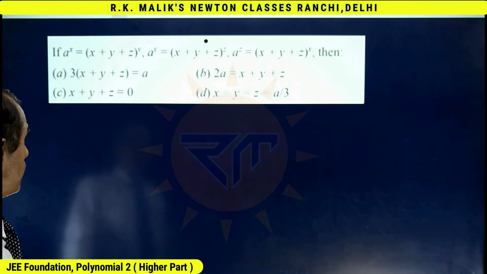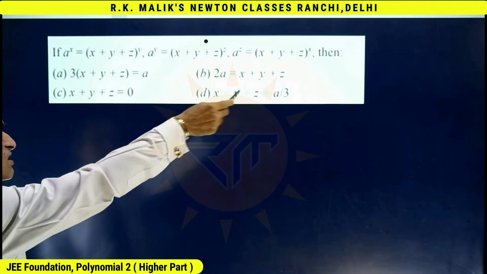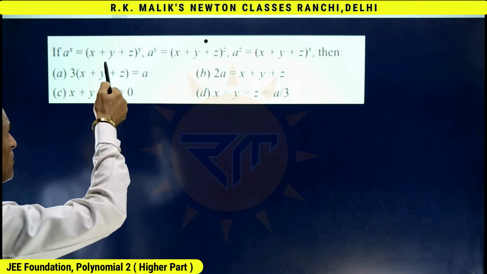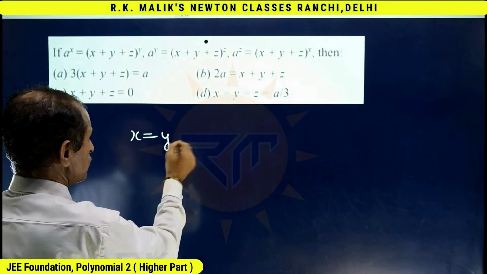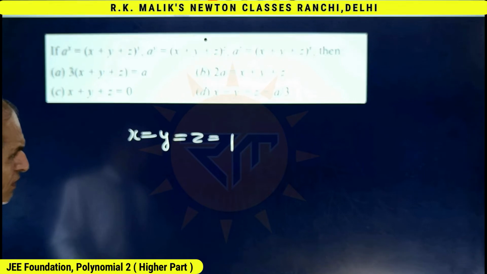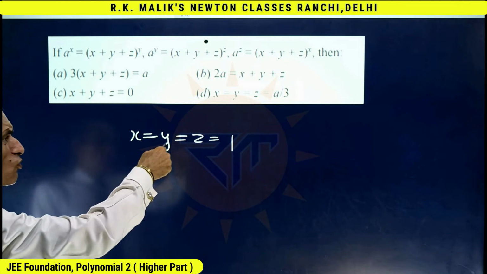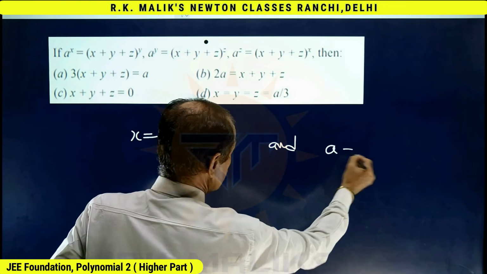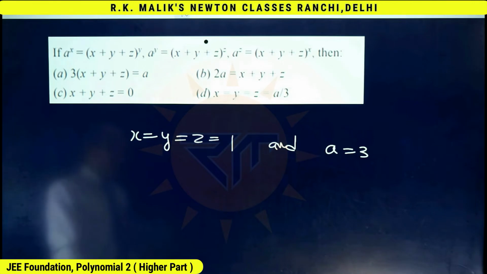The smart way of doing this question will be, we take the values of x, y, z, a such that these conditions are satisfied. You can see very easily the simplest case I can take is, let us take x equal to y equal to z equal to 1. The main thing is I have to take those values of x, y, z, a such that these conditions are satisfied. If I take x equal to y equal to z equal to 1 and take a equal to 3, obviously these conditions will be satisfied.